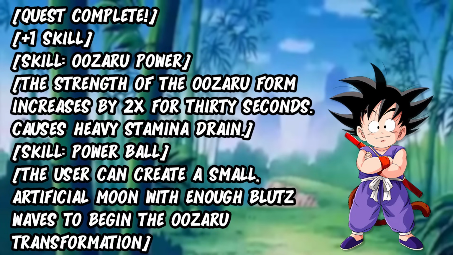Quest complete, +1 skill, Uzaru power. The strength of the Uzaru form increases by 2 times for 30 seconds, causes heavy stamina drain. Skill, Powerball. The user can create a small artificial moon with enough Blutz waves to begin the Uzaru transformation. Goku likes the sound of those 2 skills, but then another system panel appears.